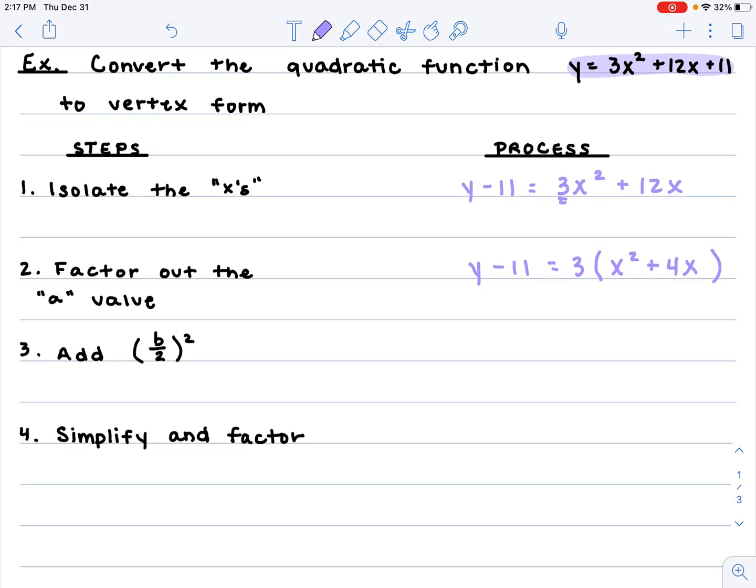Here's where we do our completing the square. We're going to add b divided by 2 squared to both sides. Now, remember, you're doing b divided by 2 squared, and you have to multiply by that a value on both sides as well. So over here, I've got y minus 11 plus our a value of 3, and then our b divided by 2 squared value.